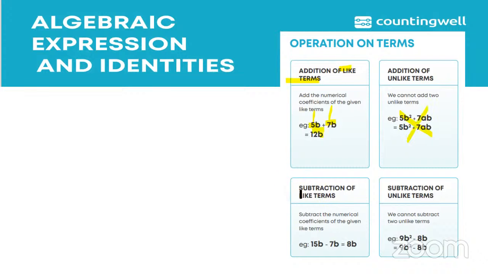The same goes for the subtraction of like terms. You have to subtract the numerical coefficients of the given like terms. So here we are doing 15 minus 7, so we have 8, and the algebraic factor is the same, which is b. We cannot subtract two unlike terms.